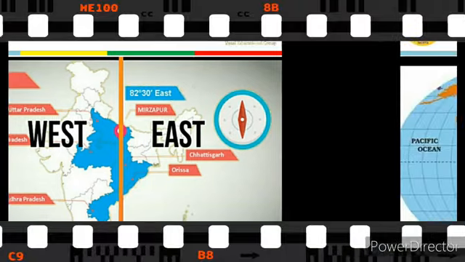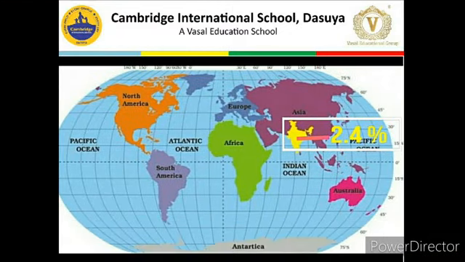Now let's revise the size of India. The landmass of India has an area of 3.28 million square kilometers. India's total area accounts for about 2.4% of the total geographical area of the world. You can see or summarize from the given picture that India is the seventh largest country of the world.